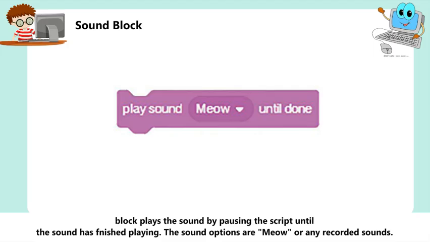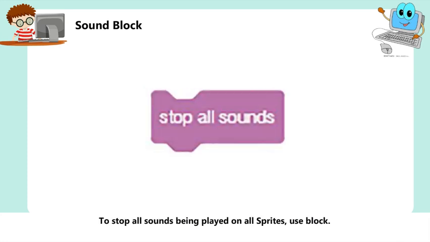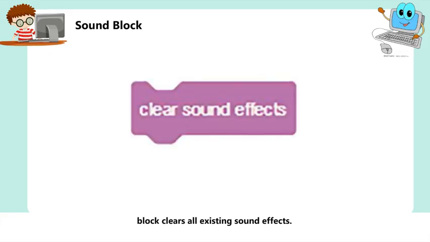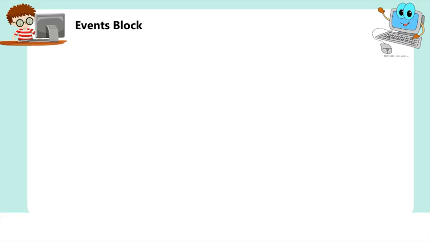Play Sound Meow until done block plays the sound by pausing the script until the sound has finished playing. The sound options are meow or any recorded sounds. To stop all sounds being played on all sprites, use Stop All Sounds block. Clear Sound Effects block clears all existing sound effects.